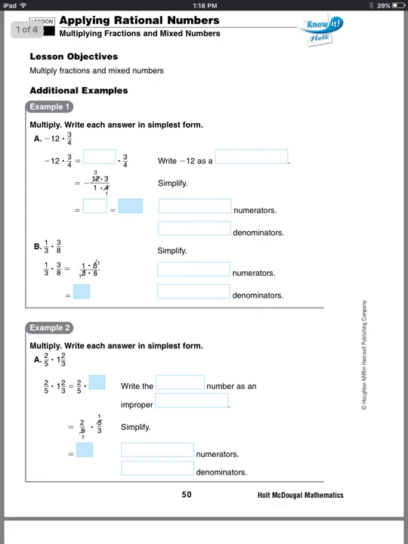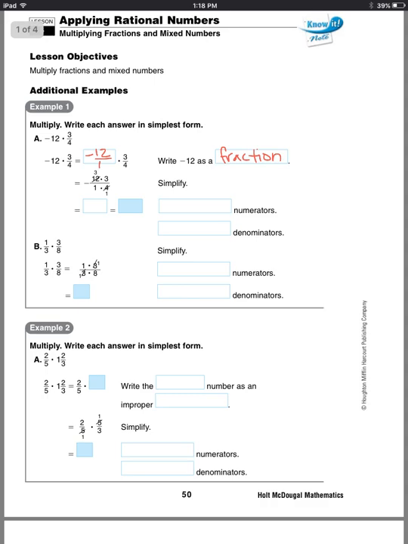So today we are multiplying fractions and mixed numbers. Now, in order to multiply a whole number by a fraction, like in example 1a, we want to write negative 12 as a fraction. And in order to do that, we just put negative 12 over a denominator of 1. Okay? So now we have negative 12 over 1 times 3/4.